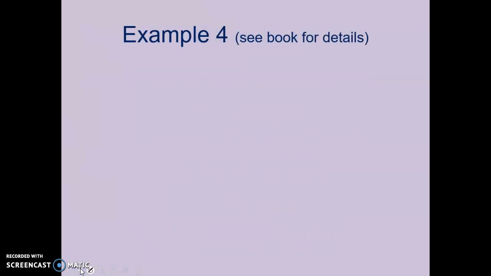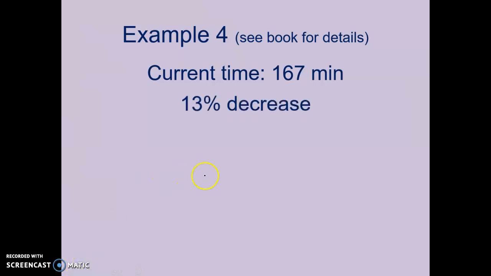In example 4, a runner is able to decrease his time in the marathon by 13% to a time of 2 hours and 47 minutes. Written in all minutes, that's 167 minutes. We want to know what his previous time was. So his current time is 167 minutes.